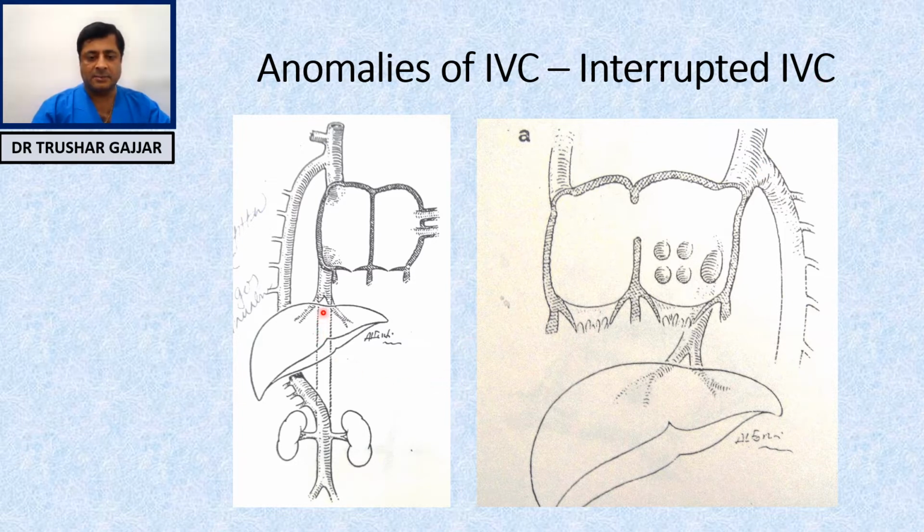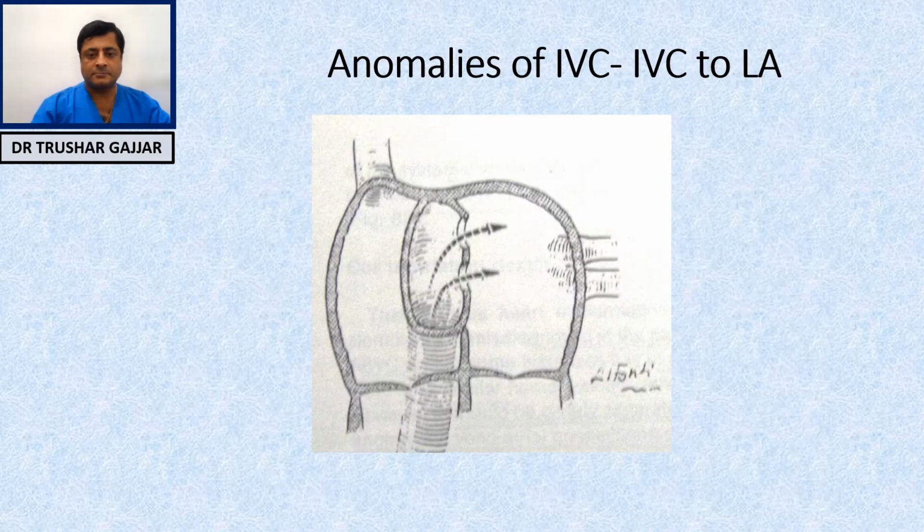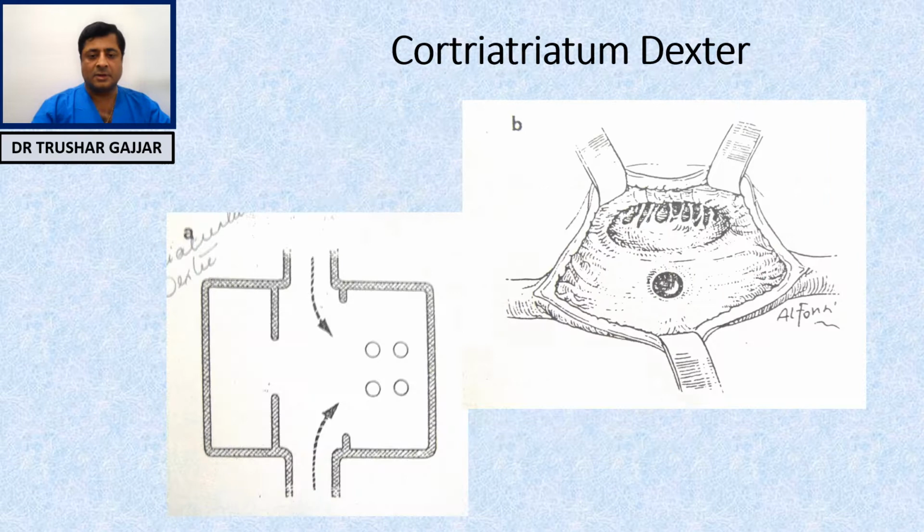Interrupted IVC is nothing but the absence of the infrahepatic portion. Hepatic and infrahepatic portion is absent. That means the supracardinal and subcardinal veins, what we saw last time, are deficient here. So the IVC will drain, but it will drain through the azygous or hemiazygous vein. Sometimes, like the SVC, the IVC will open in the center and communicate to the left atrium. That is called IVC draining to LA.